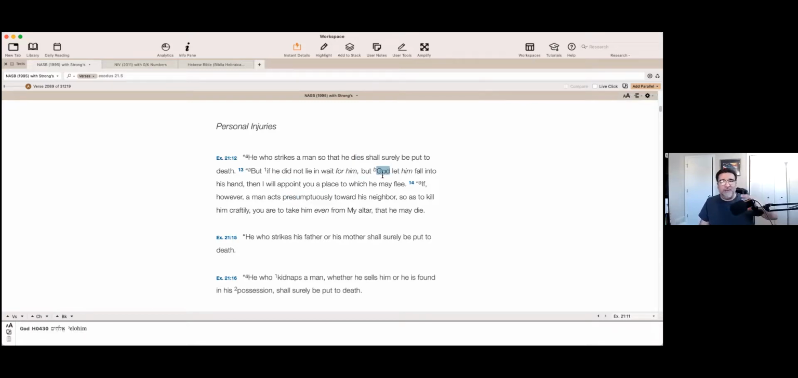So he who strikes a man so that he dies shall surely be put to death. But if he did not lie in wait for him, in other words, it wasn't premeditated, but Elohim let him fall into his hand. It's interesting, but Elohim let him fall into his hand. In other words, Yahweh in his permissive will just let it happen, which happens all the time. Then that's a case of manslaughter, right? People will use the expression, even in law, an act of Elohim, right? Then I will appoint you a place to which he may flee.